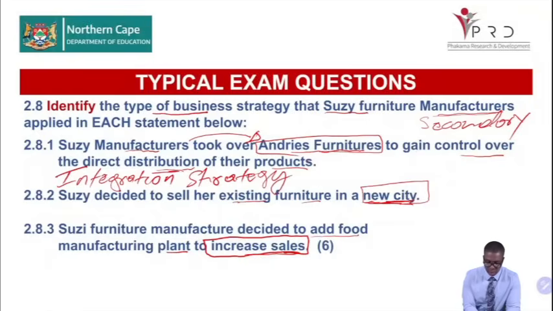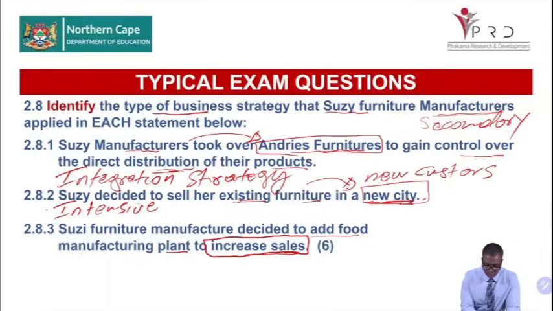Then another one is Suzy decided to sell her existing furniture in a new city. So this one is considered to be what? This one is considered to be intensive strategy. This is an intensive strategy. Why? Because you are increasing the sales here. The sales will increase because of new customers. The new customers will be from the new city.